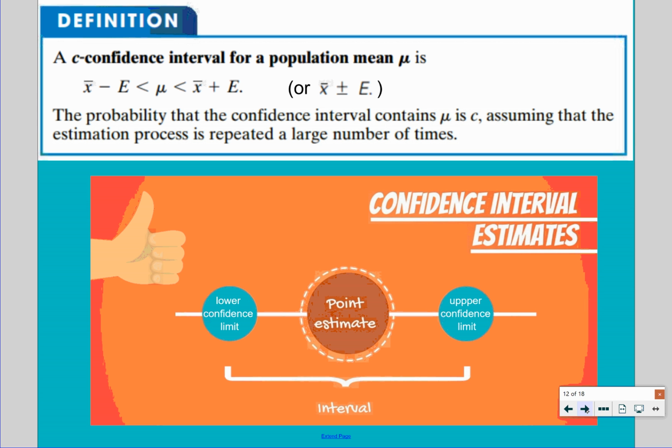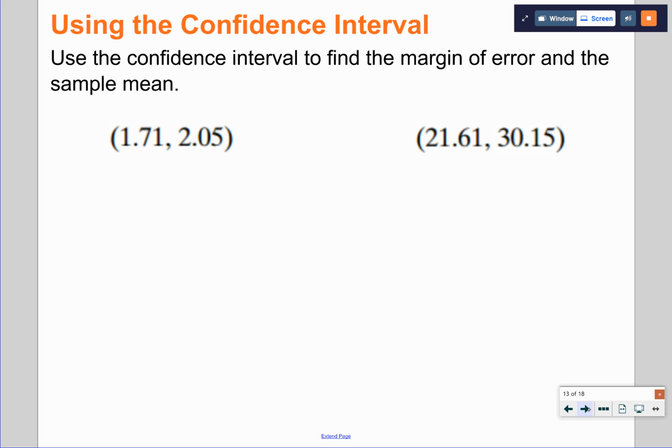All right, so tomorrow we're going to create confidence intervals. The last problem on your paper is really quick. We have a confidence interval, and we just want to use this to figure out what's the error and what's the mean of our sample. So if I have the upper and lower confidence limits, where is the mean of the sample in relation to those? It's right in the middle, right? Wouldn't it be a midpoint of the two?